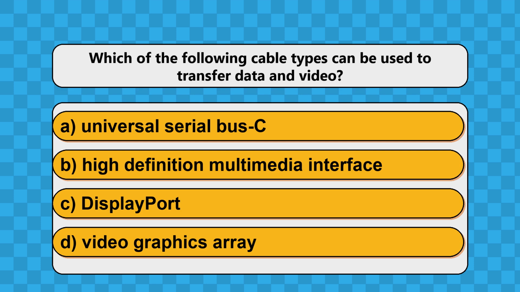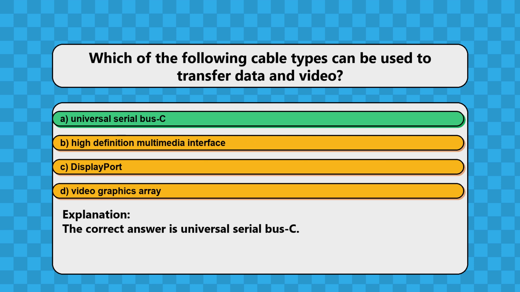Question 62. Which of the following cable types can be used to transfer data and video? Option A, universal serial bus C. Option B, high definition multimedia interface. Option C, DisplayPort. Option D, video graphics array. The correct answer is option A, universal serial bus C.